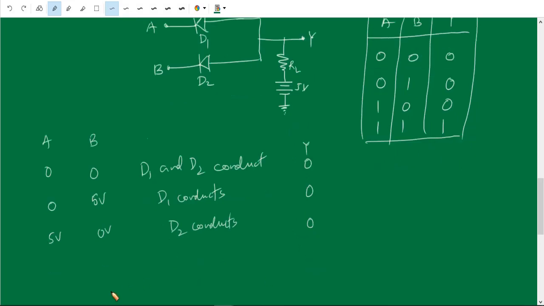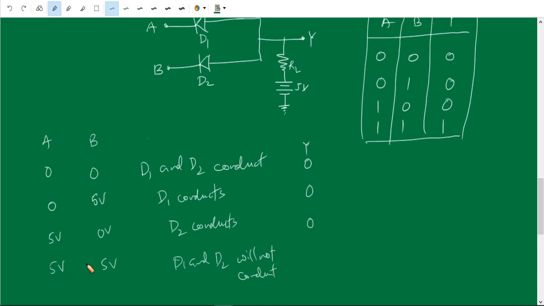Next, the last one is, both inputs are given 5 voltage. Okay, so that means we have given the plus 5 voltage to A and B, then there is no potential difference across the diodes, so both diodes, D1 and D2, will not conduct.